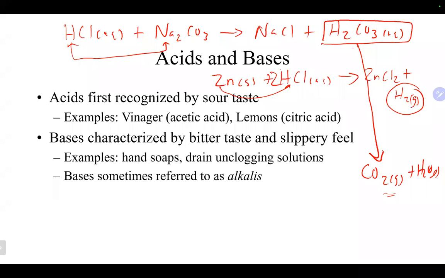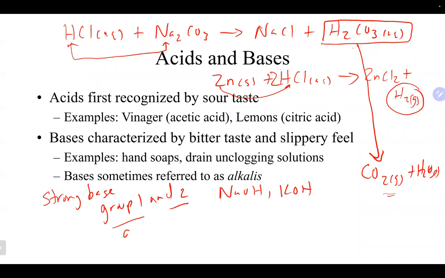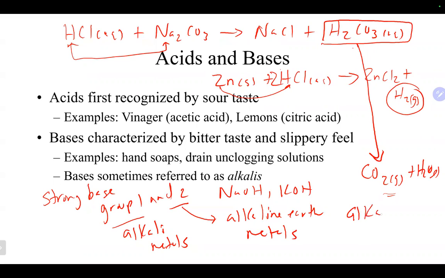A lot of strong bases come from group 1 and group 2 on the periodic table. So things like sodium hydroxide, potassium hydroxide. And if you remember the names of these two groups, group 1 is the alkali metals, and group 2 is the alkaline earth metals. The word alkaline means basic.